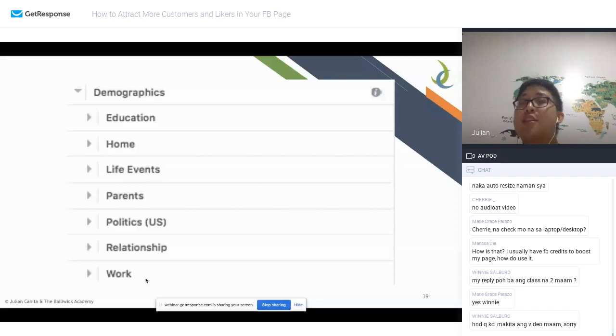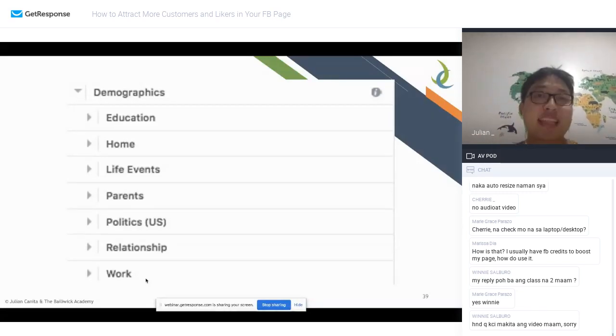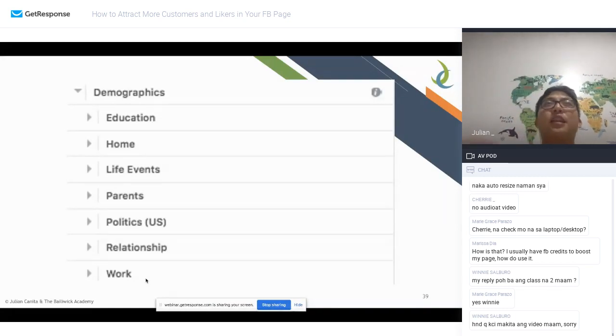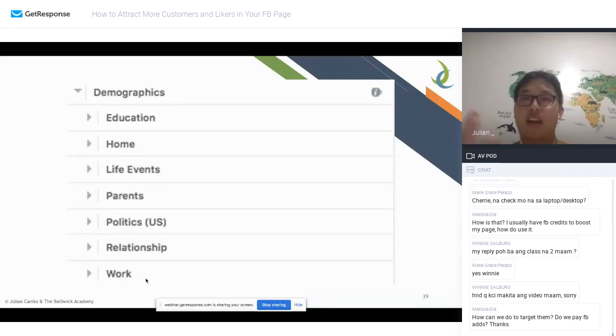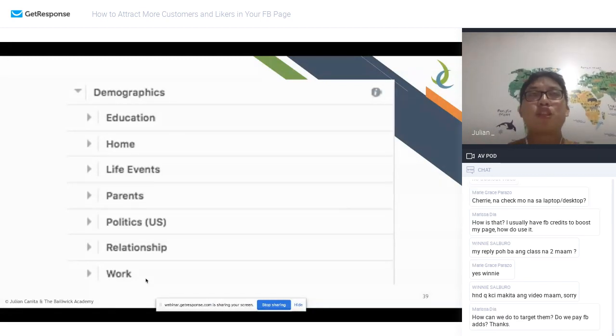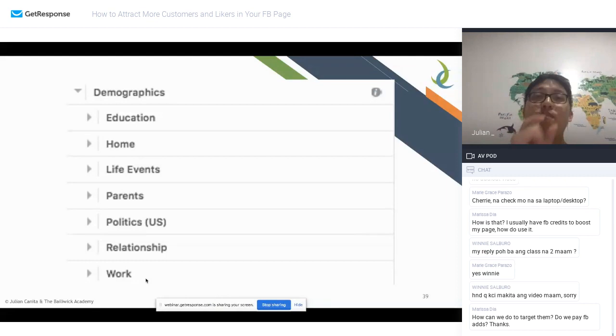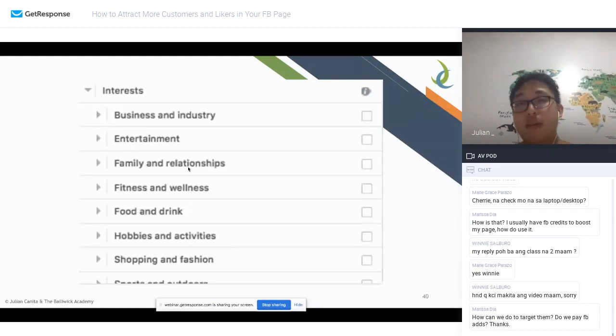You can even target people based on their work demographics, no? Sino employer nila and job title nila. No, for example lang, nagbebenta ka ng flour. No? Sobrang random. Nagbebenta ka ng flour. Tapos ang gusto mong ma-reach ay yung mga pastry chef sa buong Metro Manila. No, you can actually pinpoint that. You can target people whose job title is pastry chef. Parang ganyan.